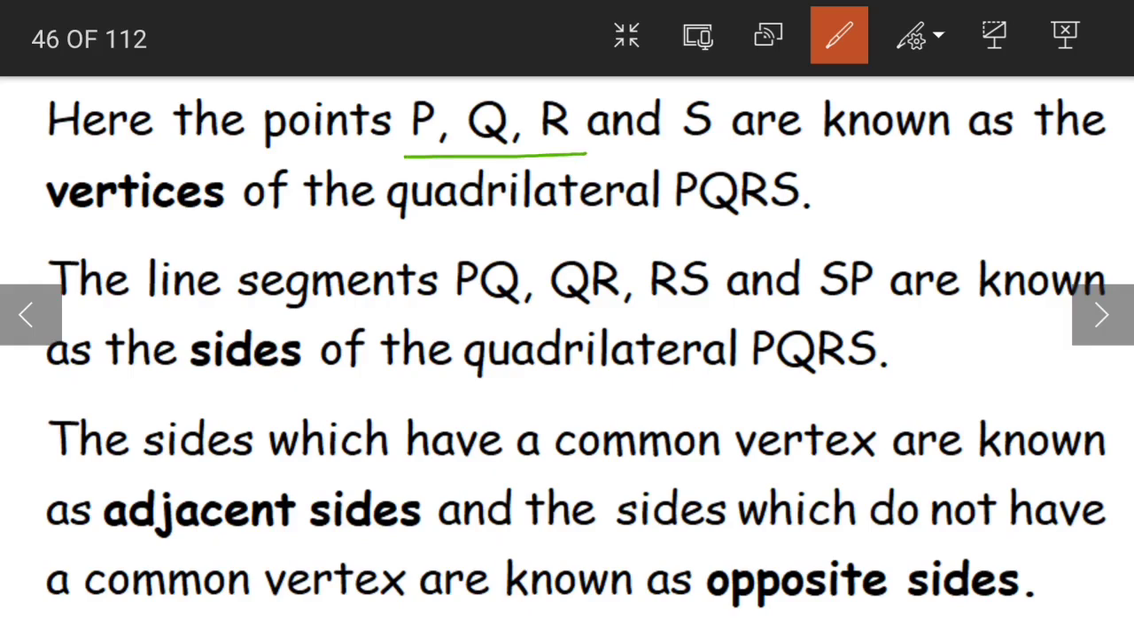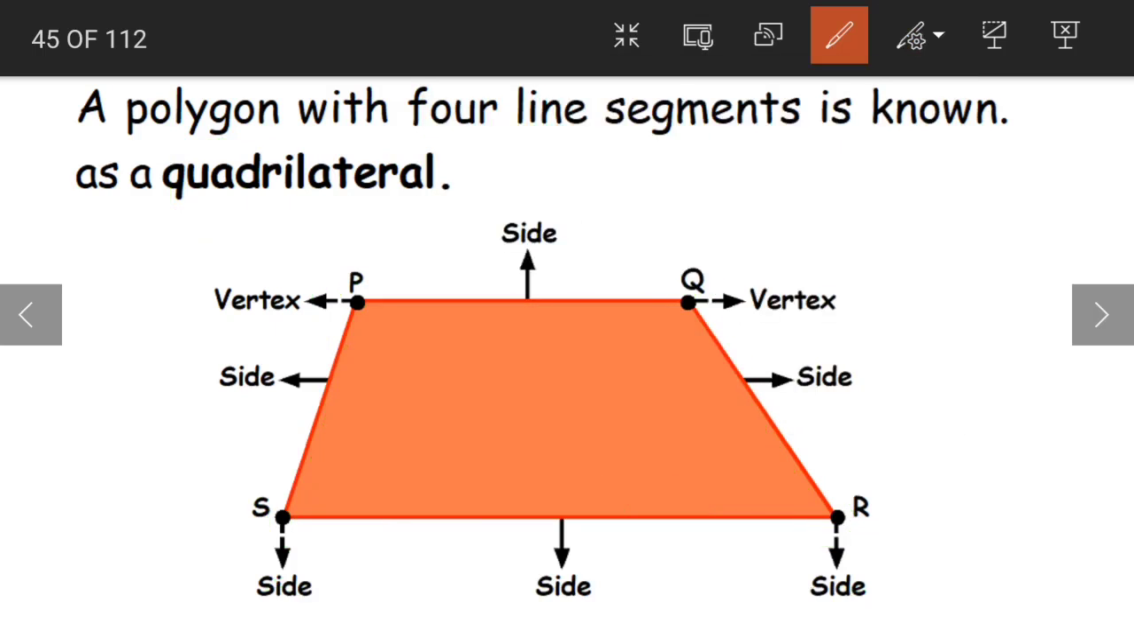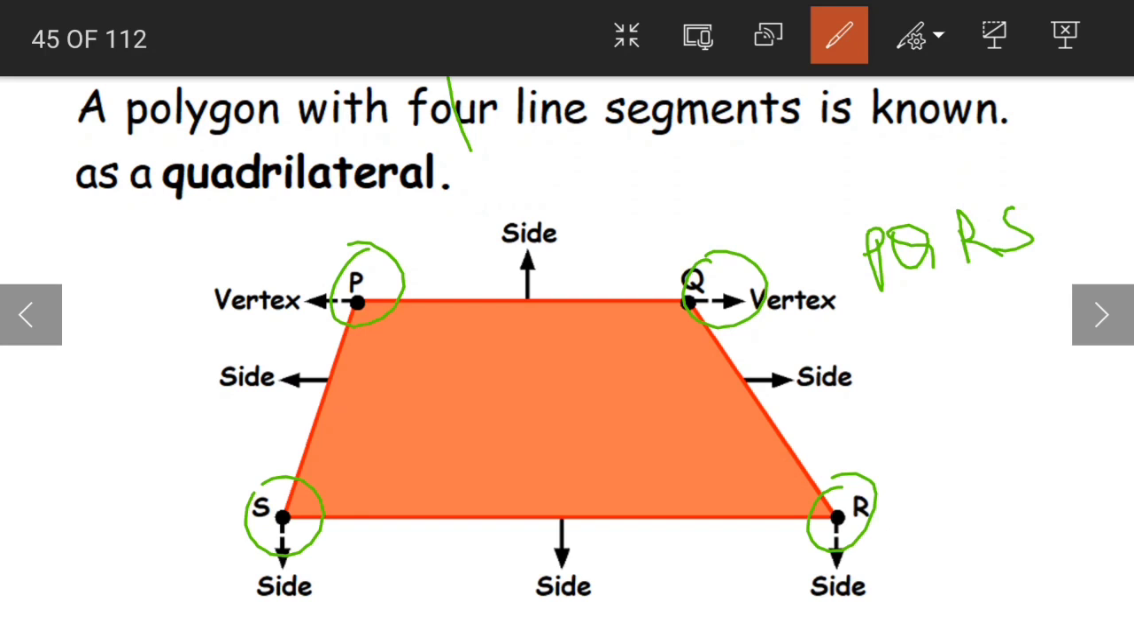Now here the points P, Q, R and S are known as the vertices of quadrilateral PQRS. Now this quadrilateral is given the name PQRS. What is the name of this quadrilateral? It is PQRS. Do you remember how we name line segments, children? Yes, suppose we have this line segment, we name it by the endpoints. That is, this becomes our line segment PQ. In the same way, for naming a quadrilateral or any other polygon, we name it by the vertices.